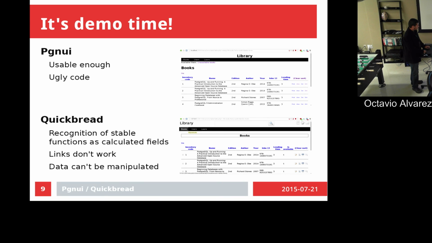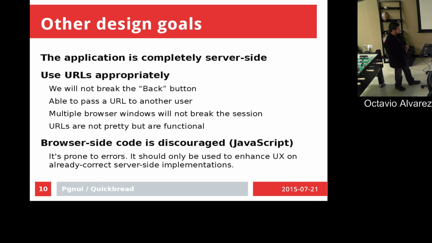So, let's go back to the presentation. Other design goals. The application should be completely server-side because I want to have a URL to be copied and pasted in some other place for some other user and to see the exact same data. Most JavaScript applications break this paradigm. I want the back button not to be broken.